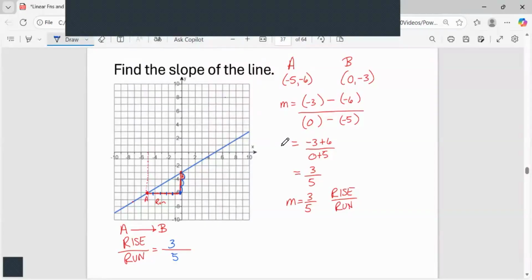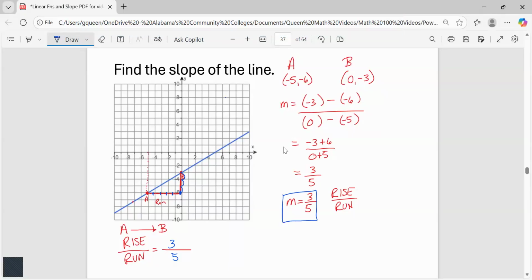So I've literally just counted and I got exactly the same slope that I did when I calculated it from the ordered pairs. It is your choice how you want to calculate. You can count rise and run, or you can find two ordered pairs and do it.